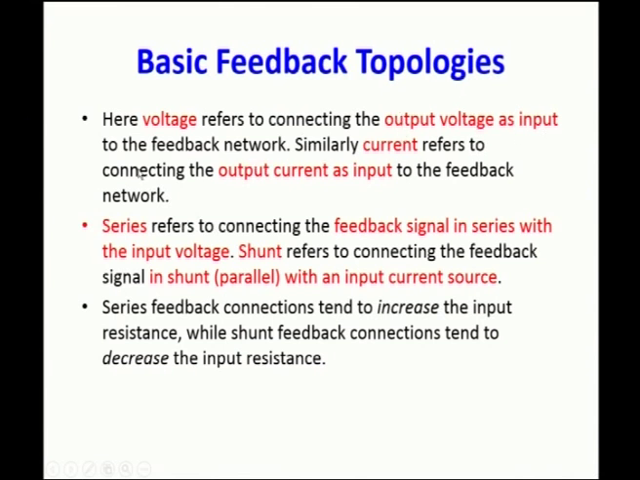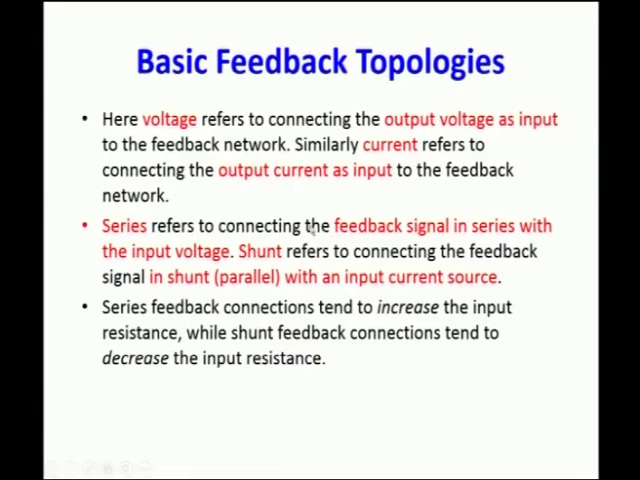We have seen voltage series, voltage shunt, current series, and current shunt. What do you mean by voltage or current in the network's connection? How will you connect the output to the input if it is the voltage case, and if it is the current case? Voltage refers to connecting the output voltage as input to the feedback network, and current refers to connecting the output current as input to the feedback network. So, if you take voltage at the output, you have to take a parallel connection, and if you take current from the output, you have to take a series connection. We will see later how you are going to connect the output voltage or output current as the input of the feedback network.